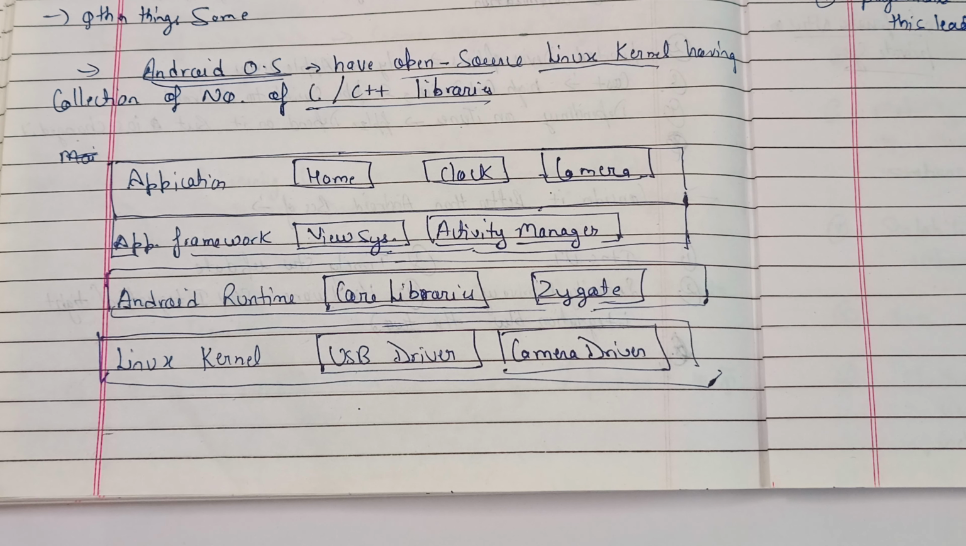Then the third one is the Android runtime. You can define the core library, what the core library is and how it works. And the fourth one is the Linux kernel. You can describe the USB driver, how it works and what its function is. Then for the camera driver, you can write about the camera functions, and all these things come together. So you can use all those keywords in your definition and expand it as you want. So this is our Android operating system diagram and a simple definition. Now let's see its advantages and disadvantages.